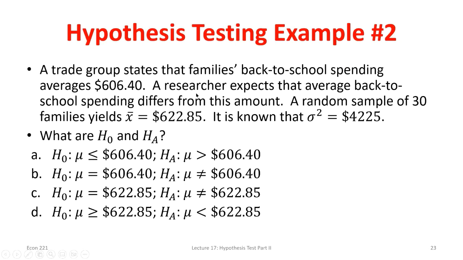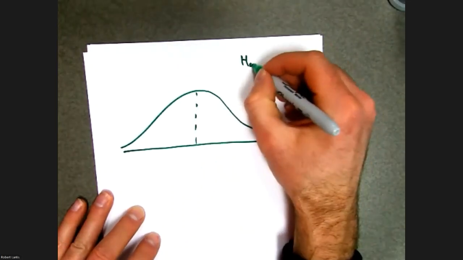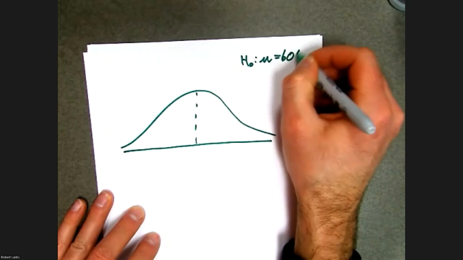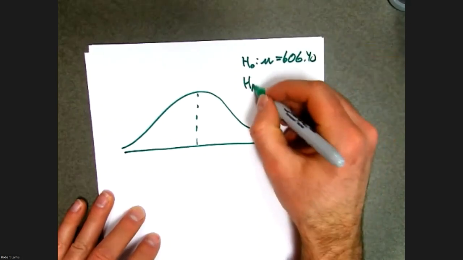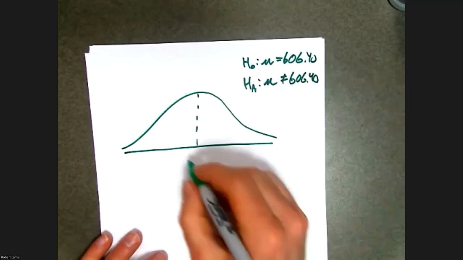Well, we want to test whether or not it's different from $606.40. So the alternative is not equal to $606.40, meaning the null assumes the opposite is true, that it's exactly equal to that value. So here we've got a two-tailed test, right? And I'll round the values as I'm writing this out, it was like 606.40, maybe. Let's see if I can remember that right. So we've got a two-tailed test.